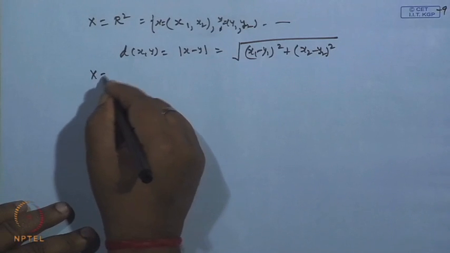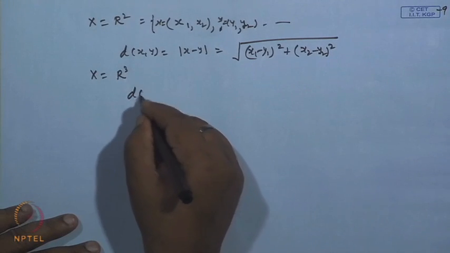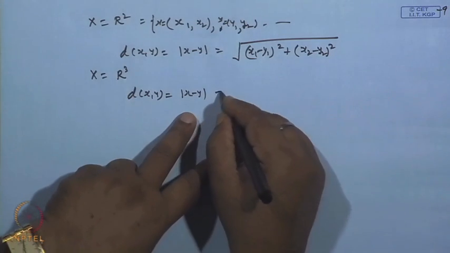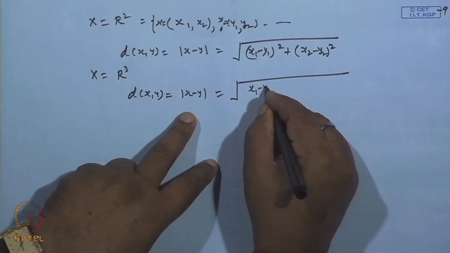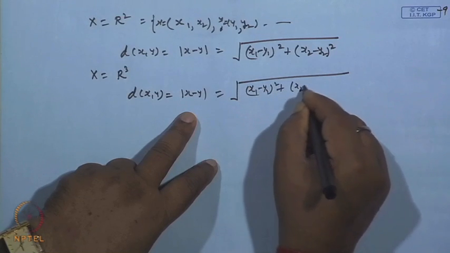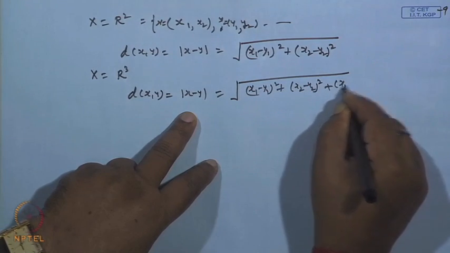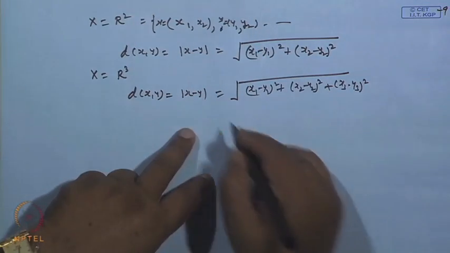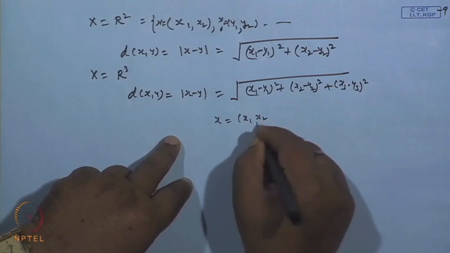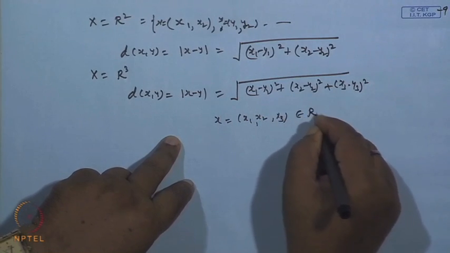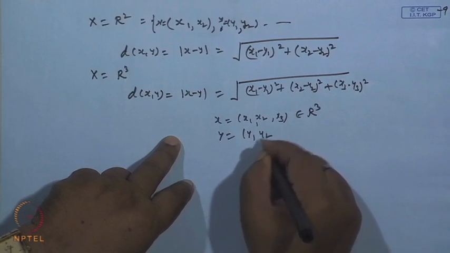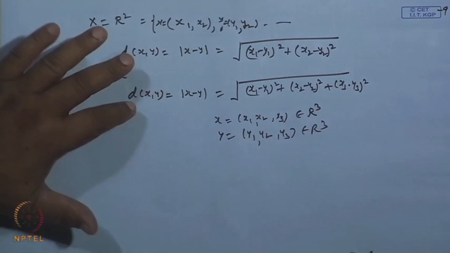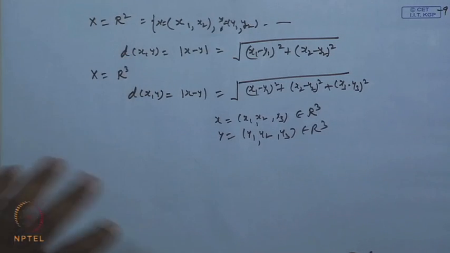In case of 3-dimensional, the distance between x and y is defined the same way, mod x minus y, but the thing is it is square root of x1 minus y1 whole square, plus x2 minus y2 whole square, plus x3 minus y3 whole square, where x1, x2, x3 and y1, y2, y3 are the coordinates, x belongs to R3, y belongs to R3, and it can be shown that this d satisfies the conditions of a metric.